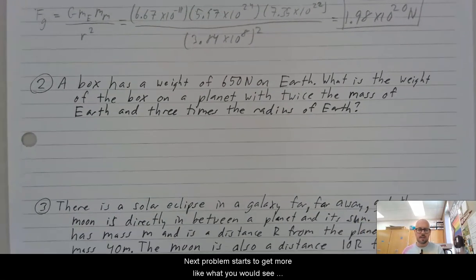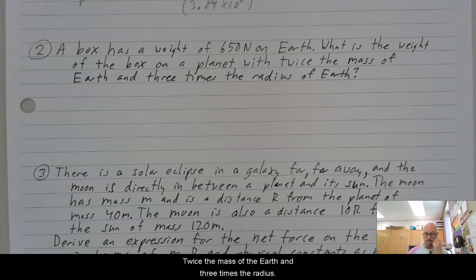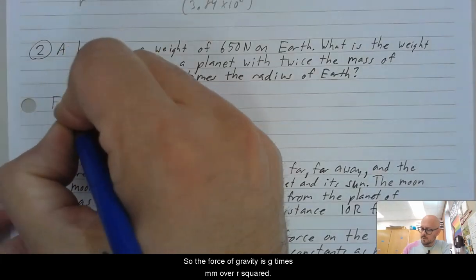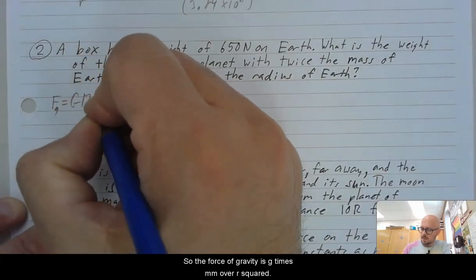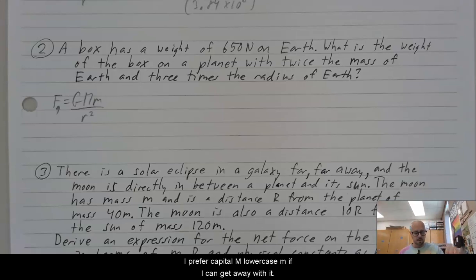Next problem starts to get more like what you would see on the AP exam. A box has a weight of 650 newtons on the Earth. What is the weight of the box on a planet with twice the mass of the Earth and 3 times the radius? So the force of gravity is G times m over r squared. The equation uses m1, m2. I prefer capital M, lowercase m, if I can get away with it.